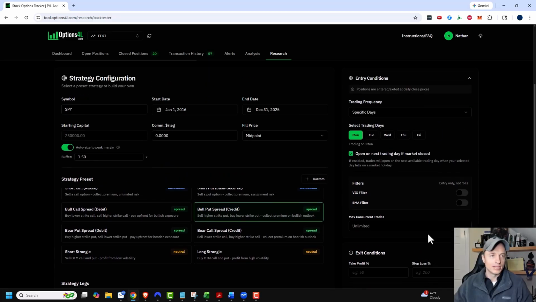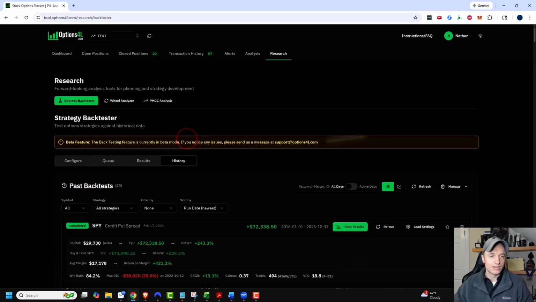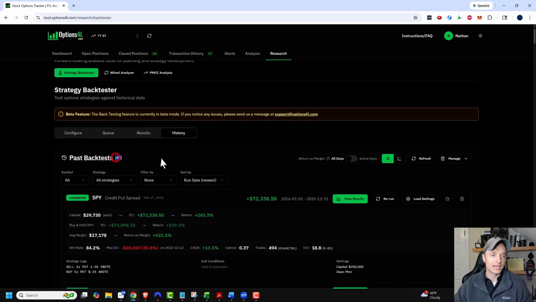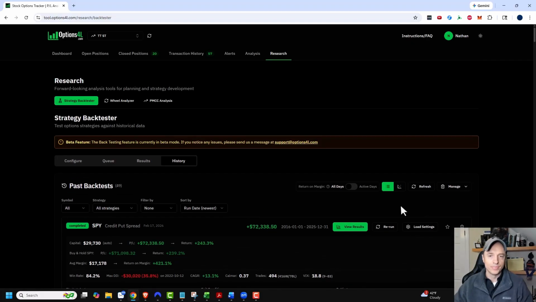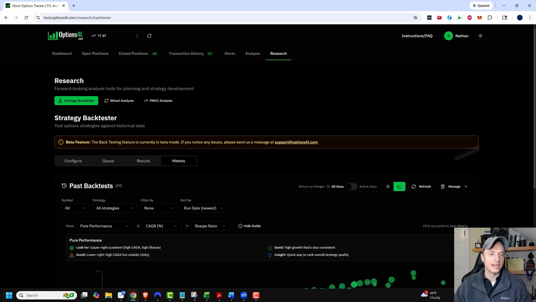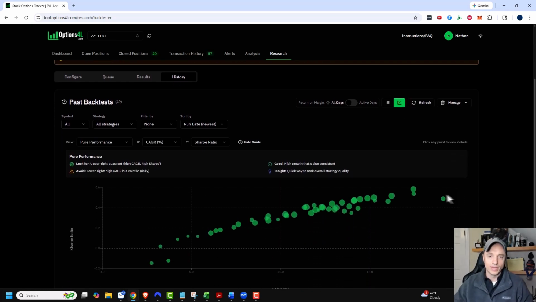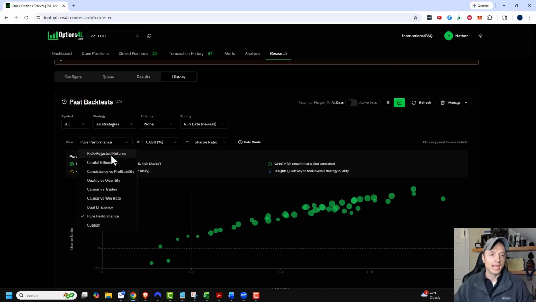So I ran a bunch of backtests, and let's go to the history real quick. And so I ran 49 backtests with all those settings, so you can see all the results right here. But what I want to do is switch over to the graph view because I think that helps us better visualize the data. And so here's all of the backtests, and we can see them all, nice little dots right here on our scatter plot. And we have different views we can use to help us analyze the backtests. So I'm just going to go through the views basically and select the best backtest for those particular results.